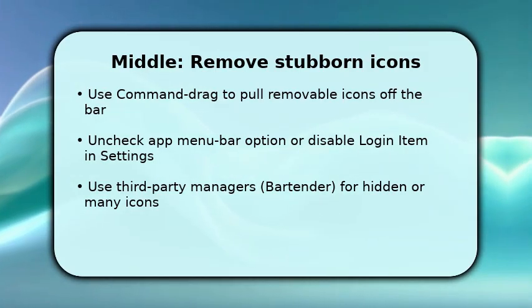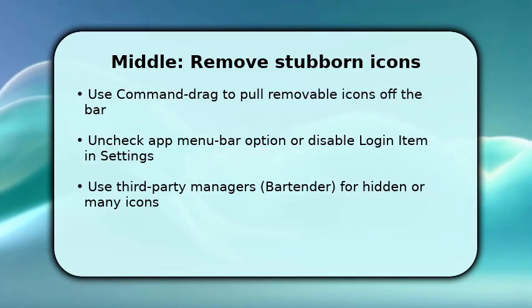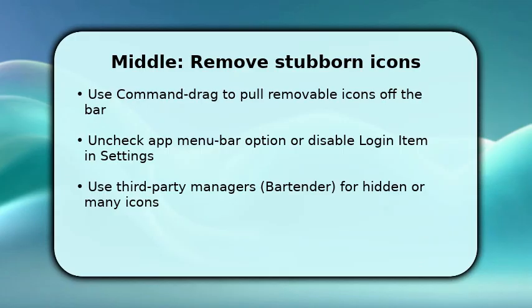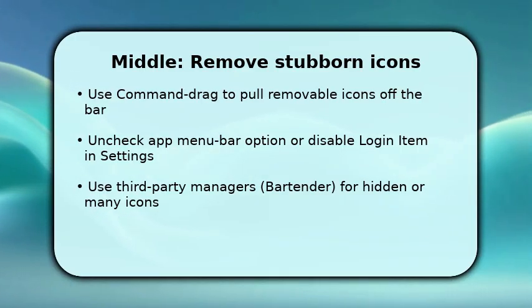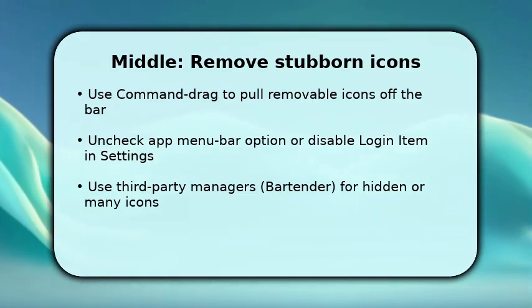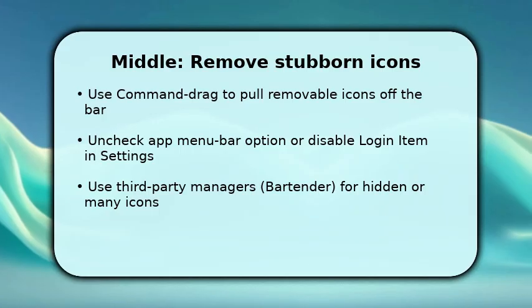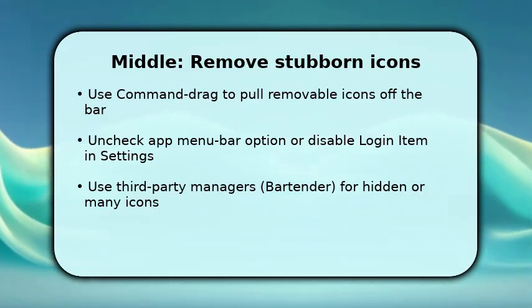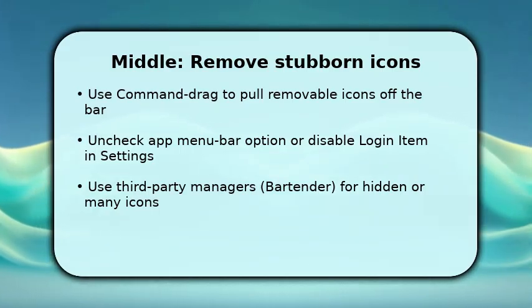For icons controlled by preferences, uncheck the menu bar option and quit or relaunch the app. Next, open System Settings, General, Login Items and remove any app set to launch at login, because persistent launchers reappear. If multiple or persistent icons remain, use a manager like Bartender to hide or reorder them. This simplifies complex setups without uninstalling anything.